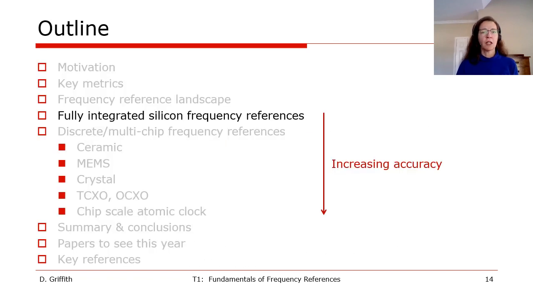Now we're going to move on and talk about the different categories of frequency references, going from the top left of that chart on the previous slide towards the bottom right. In other words, in order from lowest accuracy to highest accuracy. The first category of frequency references are those that are fully integrated in silicon.